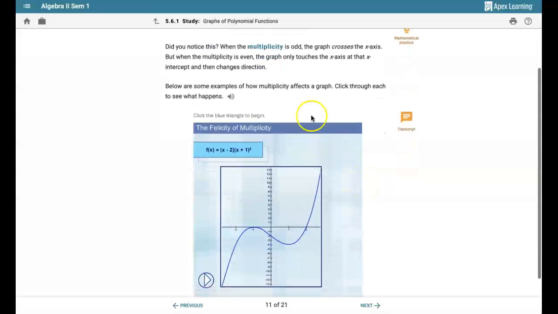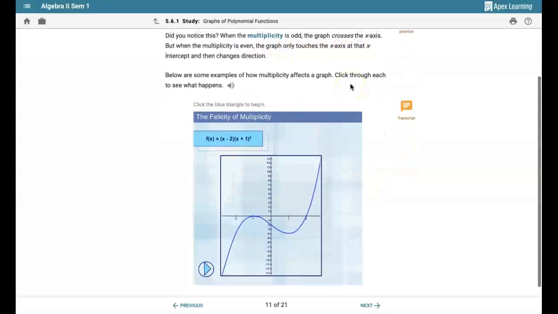Let's look at what the next slide's telling us here. When the multiplicity is odd, it crosses the x-axis. When the multiplicity is even, it only touches the x-axis. So look here, this one just touched the x-axis, and this one here actually crossed. This was our one with multiplicity of 2, and this is our one with multiplicity of 1.